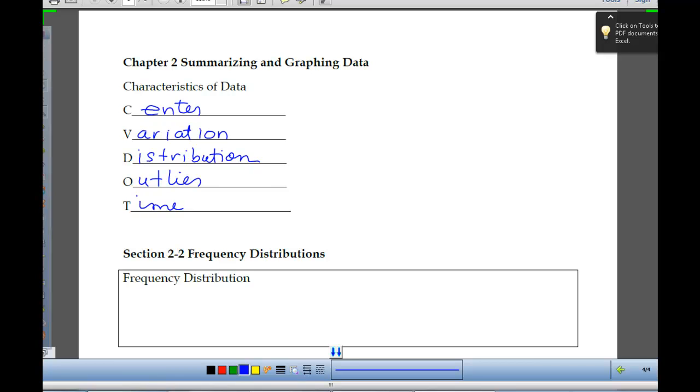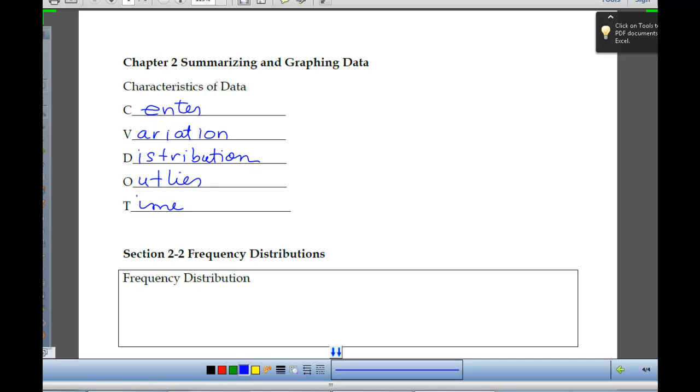They kind of summarize that as CVDOT, or whatever you might want to call that, when it comes to looking at data. So anytime you have a data set, if you're doing a study, these are some things that you want to look at almost right away. The center, variation, distribution, are there outliers, values that are atypical, and also time.